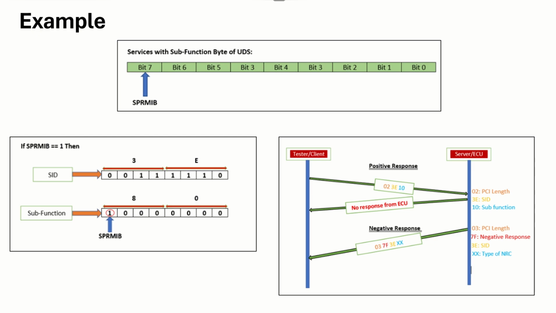However, if there is an issue, the ECU will still send a negative response. This response contains PCI length, negative response identifier 7F, the service ID 3E, and an error code NRC indicating the type of issue. By setting SPRMIB to 1, we effectively suppress the positive acknowledgement, helping reduce communication when an acknowledgement is not needed, but still allowing error reporting if necessary.